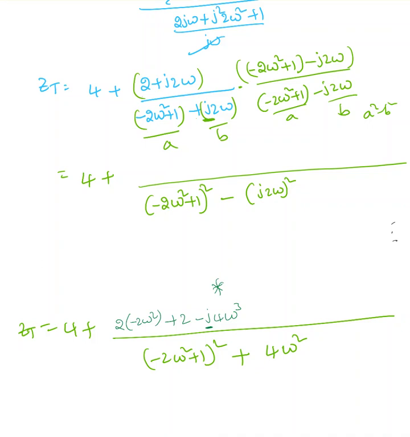Okay, now j2 omega times minus j2 omega, which is minus j squared 4 omega squared. We know that j squared is nothing but negative 1, so this is going to be a real part. Don't need to worry.